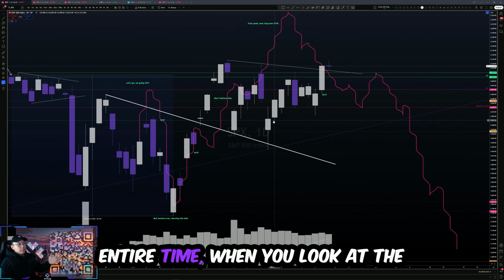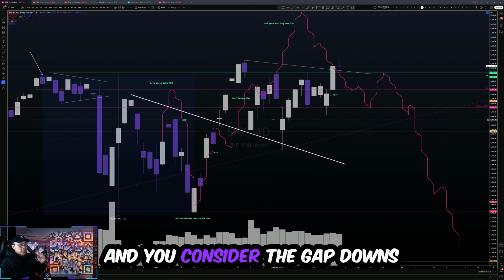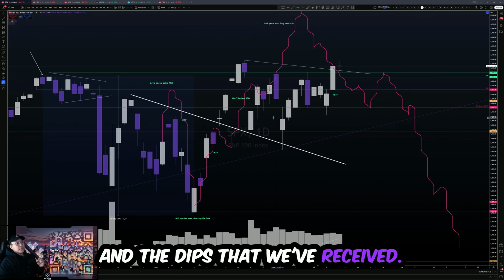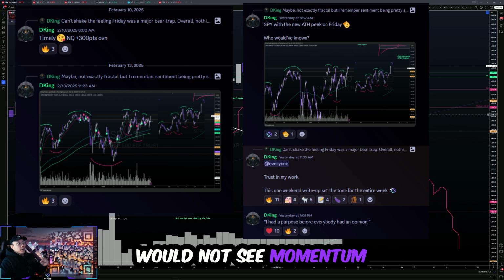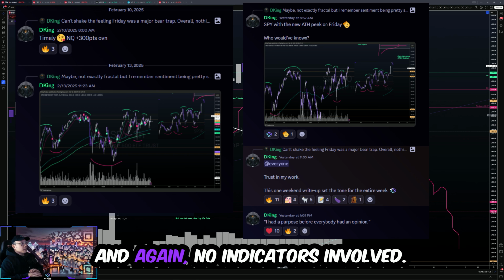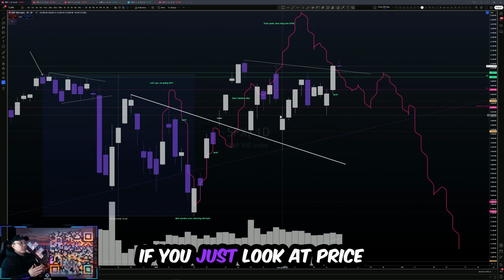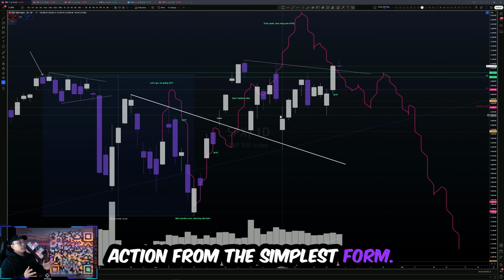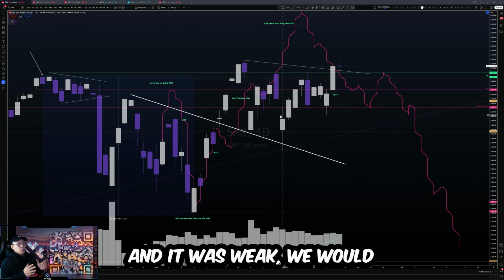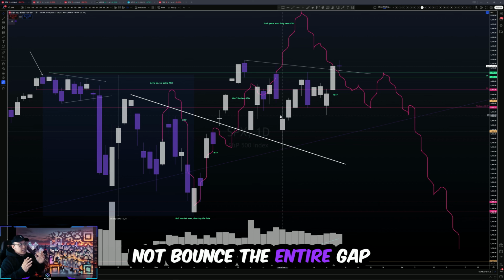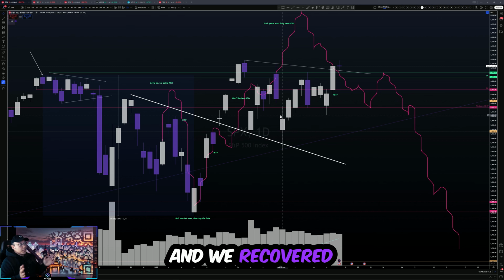Now, throughout this entire time, when you look at the price action that has occurred and you consider the gap downs and the dips that we've received, if bears were in control, we would not see momentum on the bounces like this. And again, no indicators involved. Forget about the levels, forget about everything else. If you just look at price action from the simplest form, if the market was bearish and it was weak, we would not bounce the entire gap down every single time. And we recovered it the entire week.